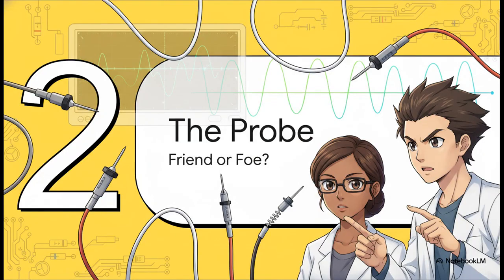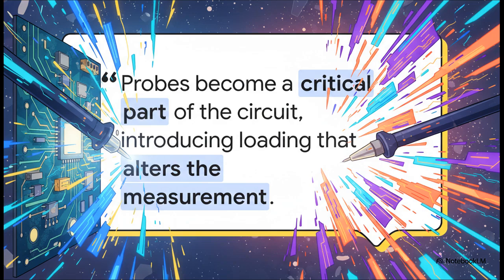Okay, so you did the right thing, you bought a scope with plenty of bandwidth, you followed the 5 times rule, but your signal still looks terrible. What gives? Well, it's time to turn our investigation to a new suspect, one that's easy to overlook but is often the real killer. This is so important.